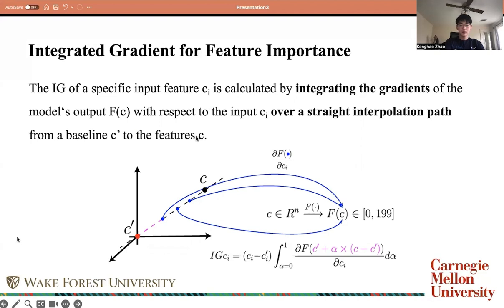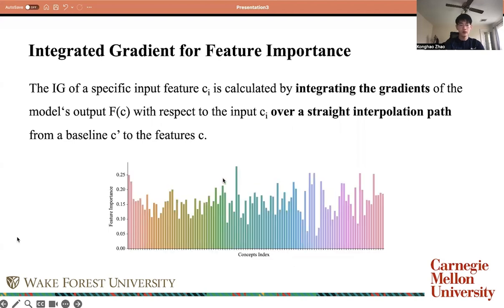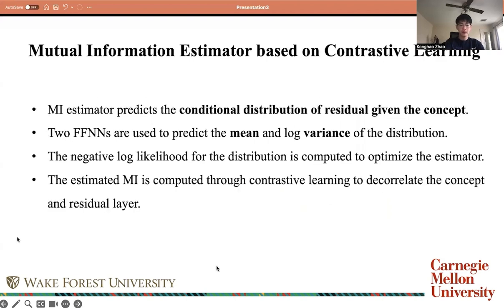So what is the integrated gradient for feature attribution? The integrated gradient of a specific input feature is calculated by integrating the gradient of the model's output F(C) with respect to the input Ci, which is a specific concept feature, over a straight interpolation path from a baseline C', which is just 0, to the feature C. And this is the feature importance that we calculated.